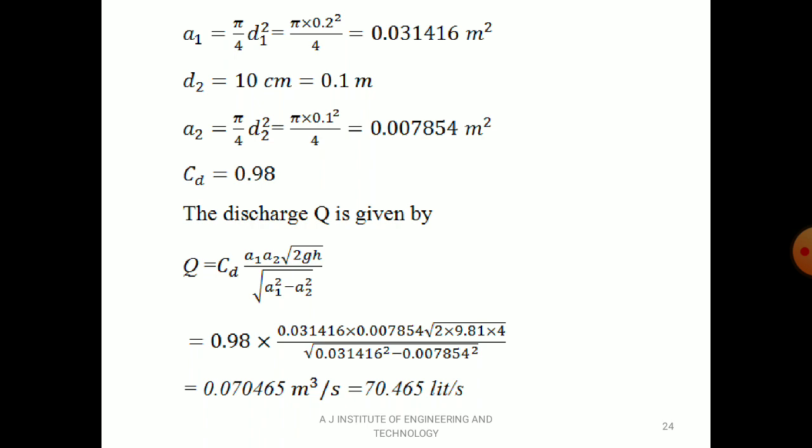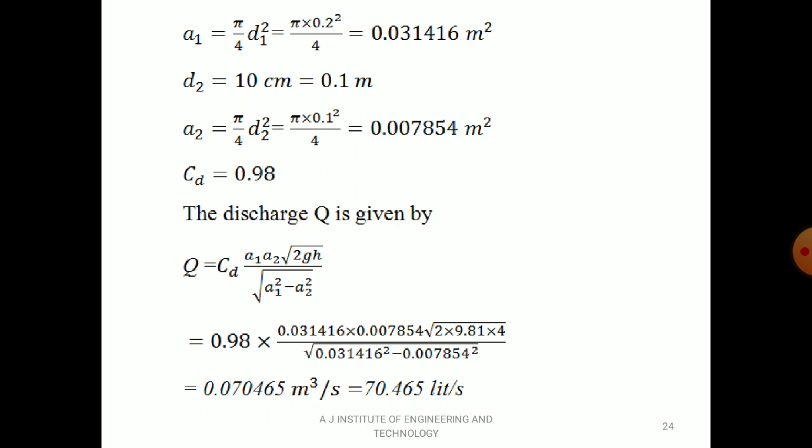Just substitute: Q equal to 0.98 into 0.031416 into 0.007854 into square root of 2 into 9.81 into 4, divided by square root of 0.031416 square minus 0.007854 square. Upon simplification, we get the value of Q as 0.070465 meter cube per second. Again, if you have confusion with respect to unit, just remember Q equal to AV. Unit of A is meter square, unit of velocity is meter per second. So the overall unit becomes meter cube per second. So it is not head, it is discharge.